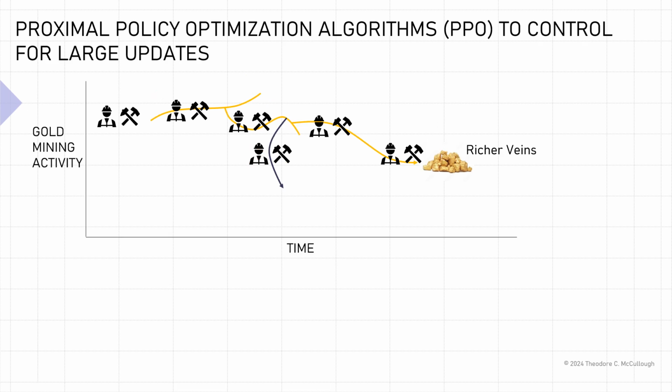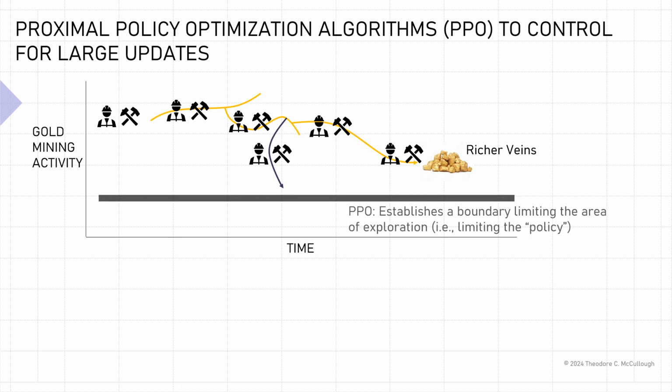With the foregoing as context, Proximal Policy Optimization Algorithms, or PPO, are really algorithms that are used to control for large policy updates. In particular, PPO establishes a boundary or limit of one's ability to engage in exploration. And really, it's a limit on a policy and changes to policies.